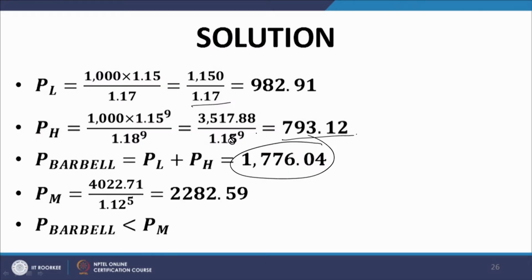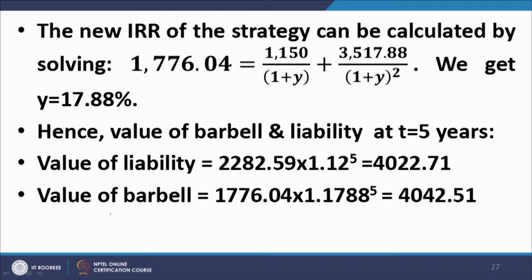1776.04. You can see that it is far below the present value of the liabilities, which has increased from 2000 at 15% to 2282.59 at 12%. So, the present value of the assets has gone far below the present value of the liabilities. The P barbell is less than P liability.